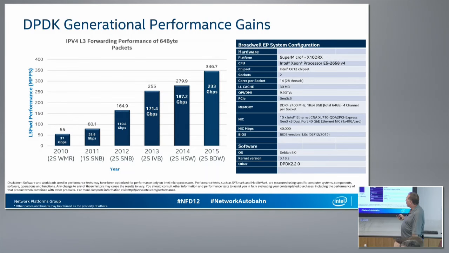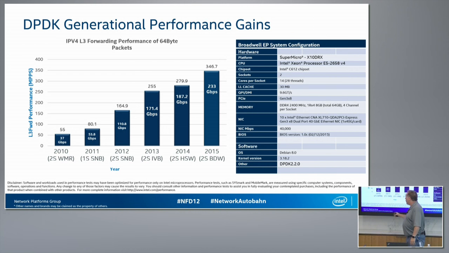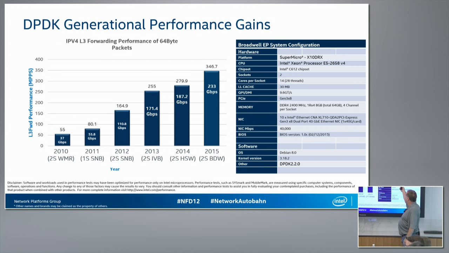I'm going to try to get to the performance a little bit. As you can tell, back in 2010 with our Westmere platforms with two socket server, we're getting about 55, which is probably about 10 times that of Linux kernel performance in a 10 gig. I think this is all 10 gig. Is that correct? They're all 10 gig.